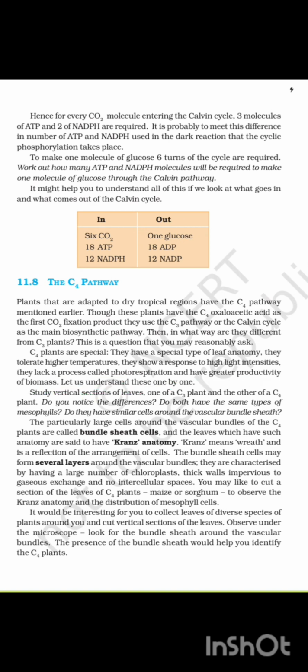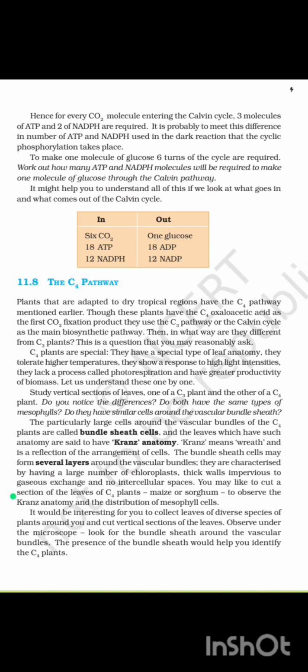Let us understand these one by one. Study vertical sections of leaves, one of a C3 plant and the other of a C4 plant. Do you notice the difference? Do both have the same types of mesophyll? Do they have similar cells around the vascular bundle sheath? The particularly large cells around the vascular bundles of the C4 plant are called bundle sheath cells, and the leaves which have such anatomy are called Kranz anatomy. Kranz means wreath and is a reflection of the arrangement of cells. A bundle sheath cell may form several layers around the vascular bundles. They are characterized by having a large number of chloroplasts, thick walls impervious to gaseous exchange, and no intercellular spaces.